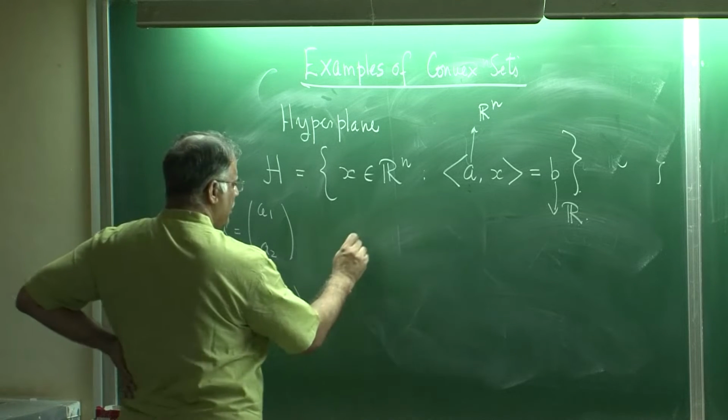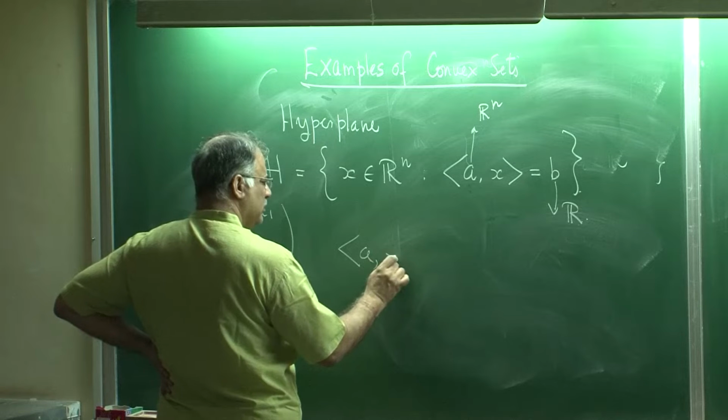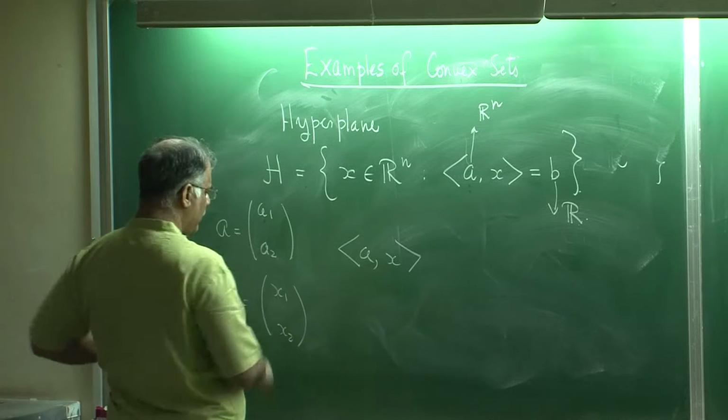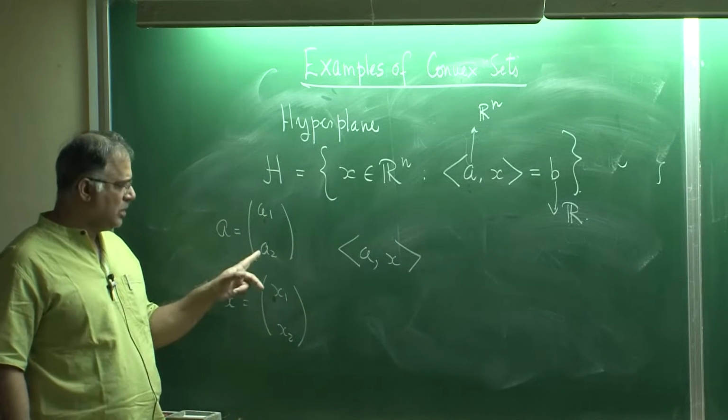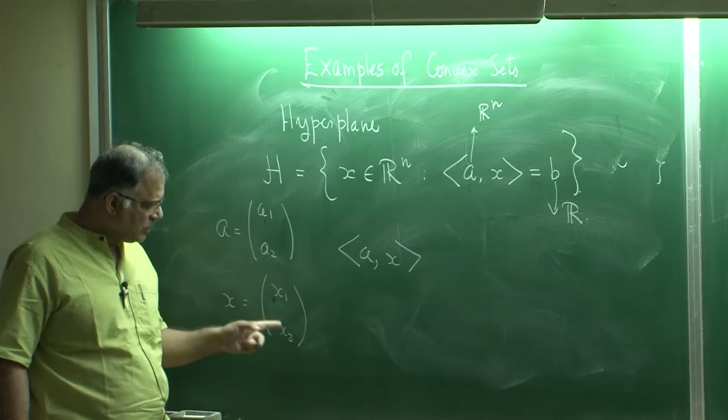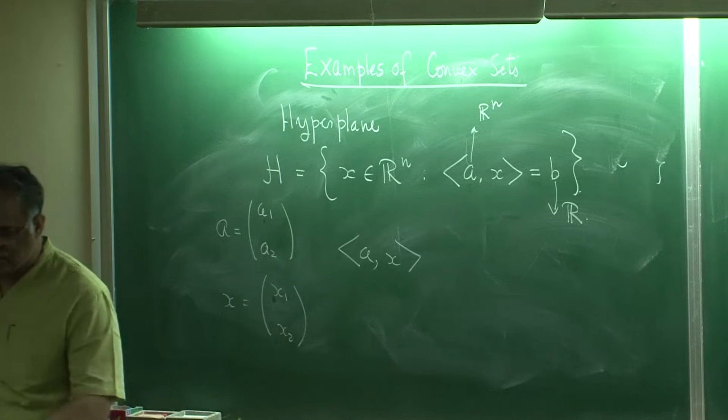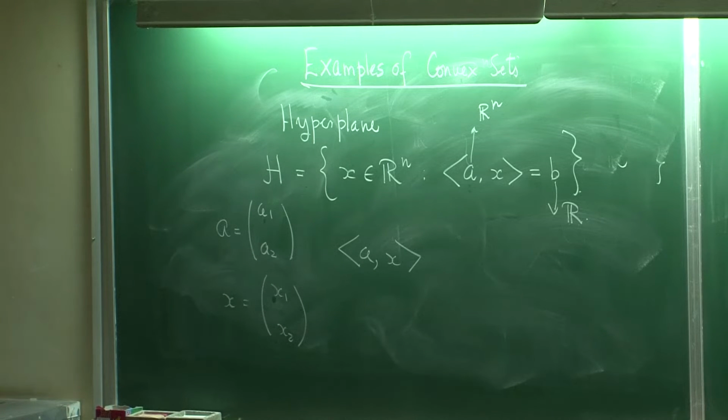By definition of an inner product, the first coordinate of this is multiplied with this plus the second coordinate of this is multiplied with this. This is not an unnatural definition. This is an extension of the very simple idea of multiplication of two real numbers into the higher domain. Right, that is all.